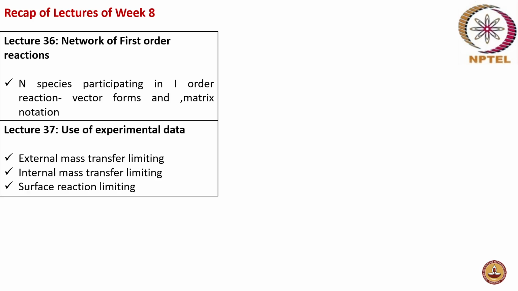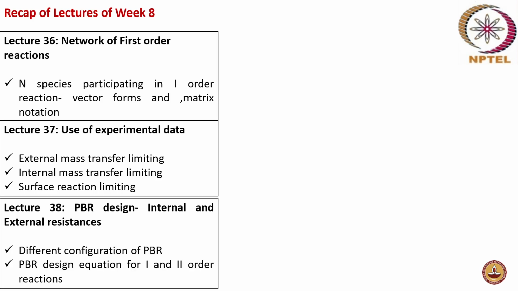Lecture 37 was on use of experimental data for finding out if a particular reaction is external mass transfer limiting or internal mass transfer limiting or surface reaction limiting. So, what parameters help in identifying any of these conditions limiting a particular reaction, or a combination of these things limiting a particular reaction?